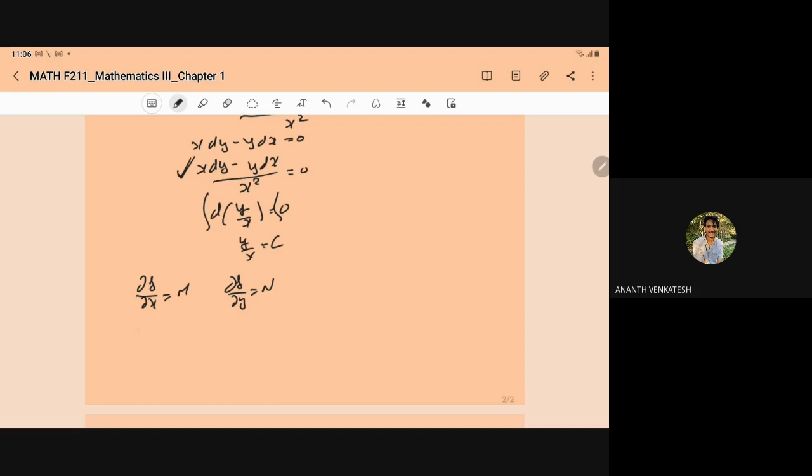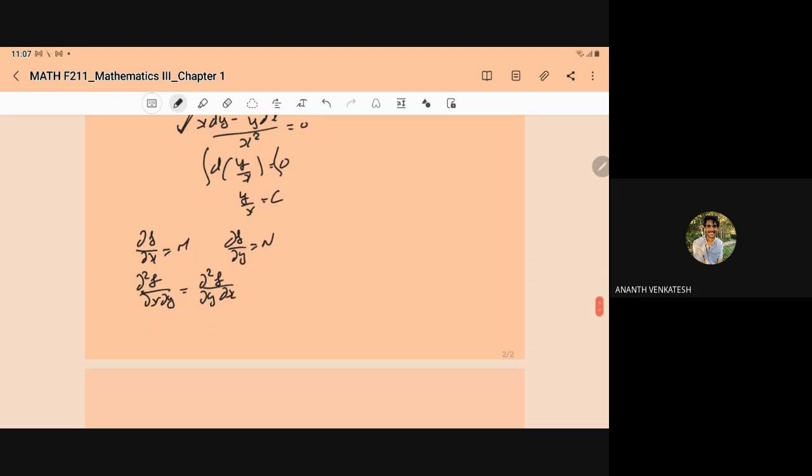By calculus we know that del 2f upon del x del y is equal to del 2f upon del y del x. By calculus we know this property. So from here, what will be the value of del 2f upon del x del y? It will be del M by del y. And from here, what is the value of del 2f upon del y del x? It is del N by del x.